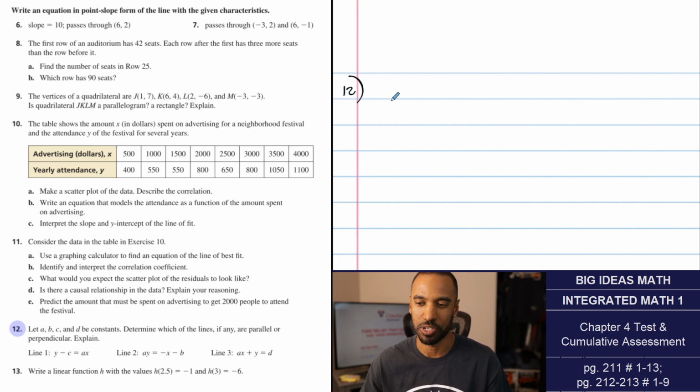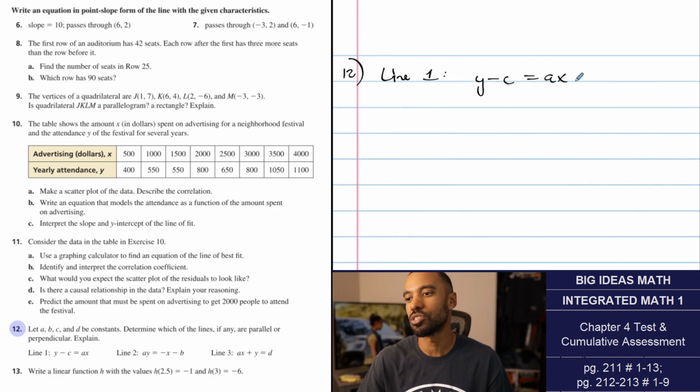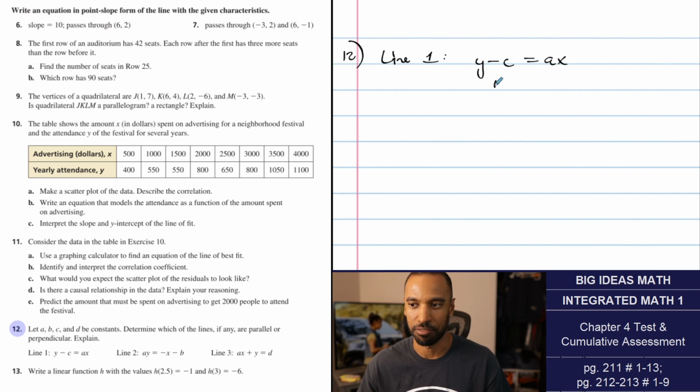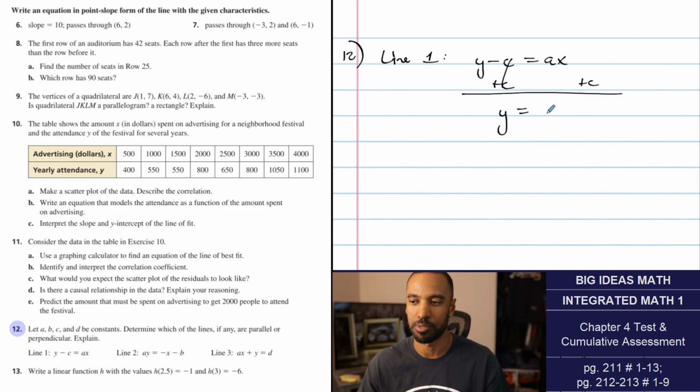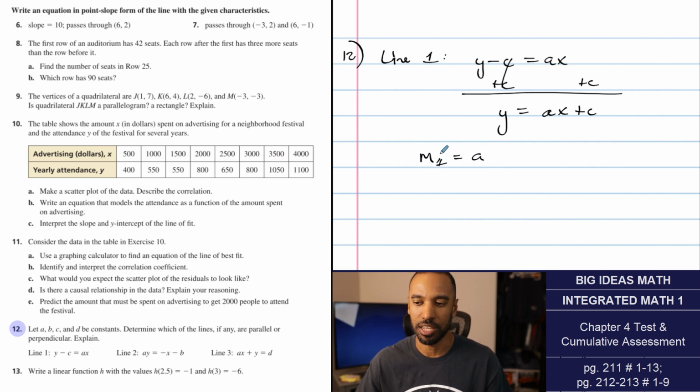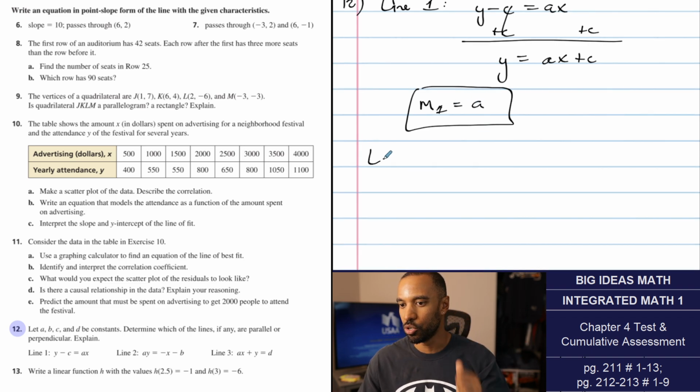This is a chapter test doing chapter test things. So line 1, we got y minus c equals a times x. Now, this is all a matter of getting y by itself, guys. I'm going to add c to both sides. It's clearly acting as like your y-intercept here. It's some constant. Ax plus c. That means the slope of line 1 is a. Slope of line 1 is a. It's your m, right? mx plus b. There it is.